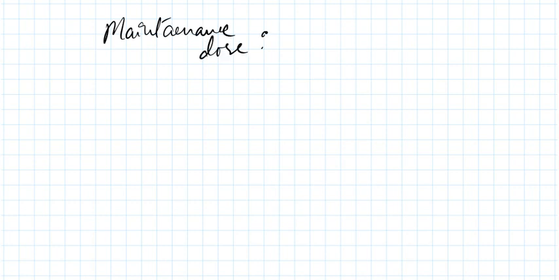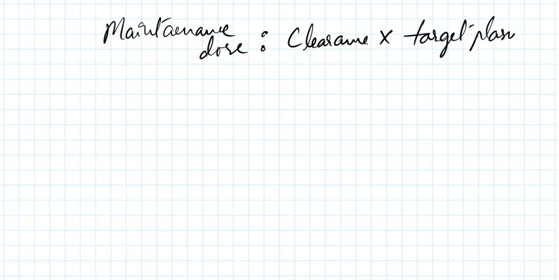Maintenance dose calculation. What is the maintenance dose calculation? It is clearance into target plasma concentration, right? Guys, remember this formula. This is very important, because in the INICET it's one of the favorite questions of the examiners. You will get the value of clearance and the target plasma concentration, and the examiner will ask you to calculate the maintenance dose of a particular drug. So maintenance dose is equal to clearance into target plasma concentration.